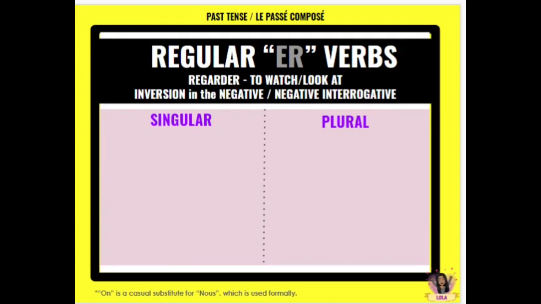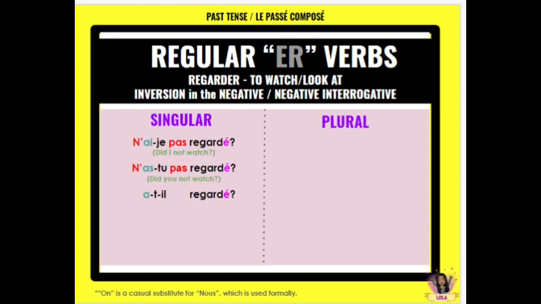So here are some examples again with regarder. Ai-je regardé? So the N apostrophe goes before the auxiliary and the pas goes after the subject. N'ai-je pas regardé? Same thing here, the N apostrophe before, because a starts with a vowel and the pas goes right there after the subject. N'as-tu pas regardé? A-t-il becomes n'a-t-il, and then the pas goes right after the il. N'a-t-il pas regardé? Did he not watch?